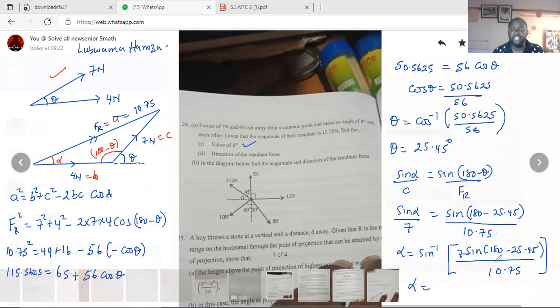First subtract: 180 minus 25.45. When you get that answer, it is around 154.55. So sine of 154.55 equals, you get the answer, times 7, then you divide by 10.75. Then shift sine of the answer.